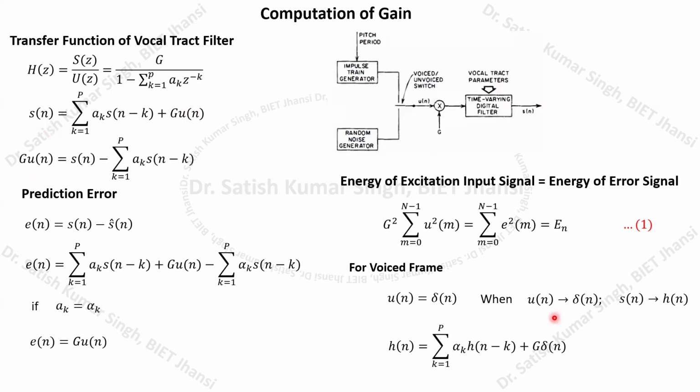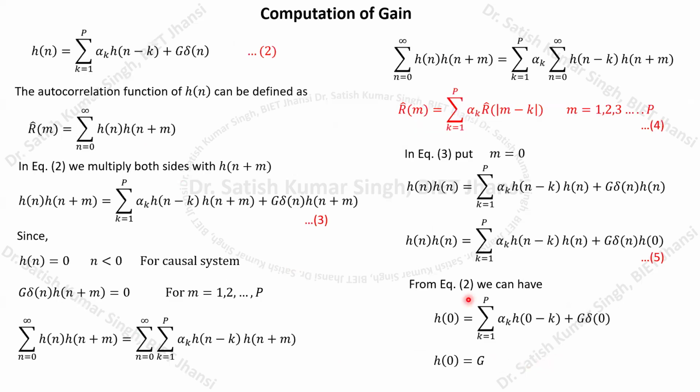So here I can denote this s[n] as h[n], right? We can directly substitute u[n] into this particular expression. So s[n] will be written as h[n], and s[n minus k] can be written as h[n minus k], plus G delta[n]. Now we have to solve this equation so as to get the value of G.